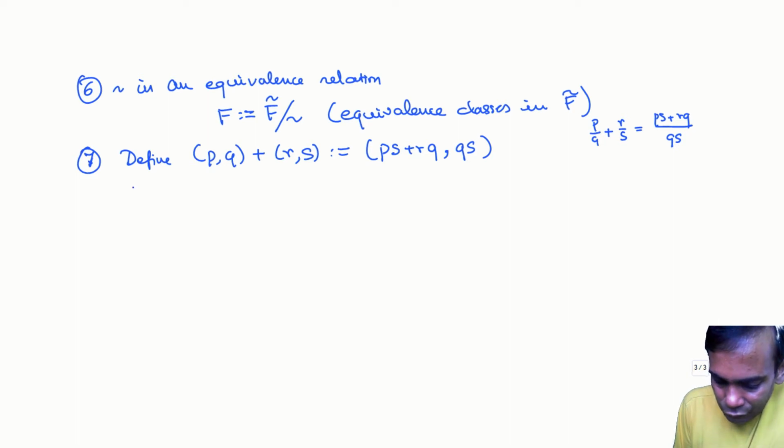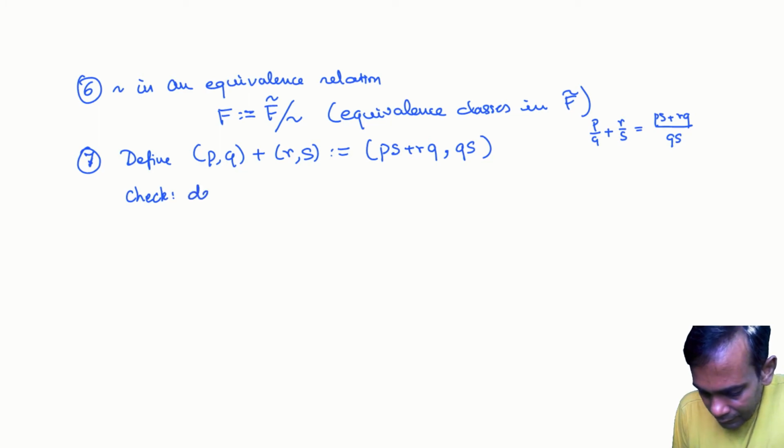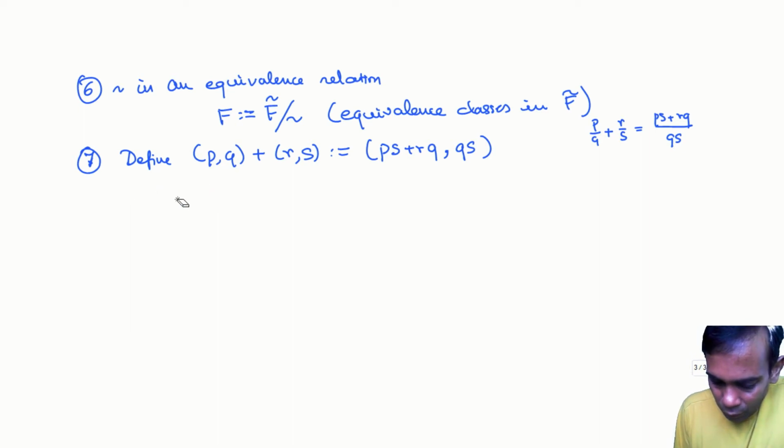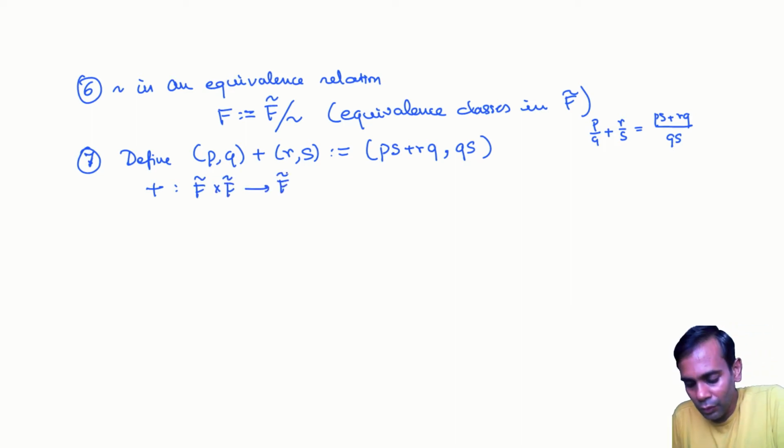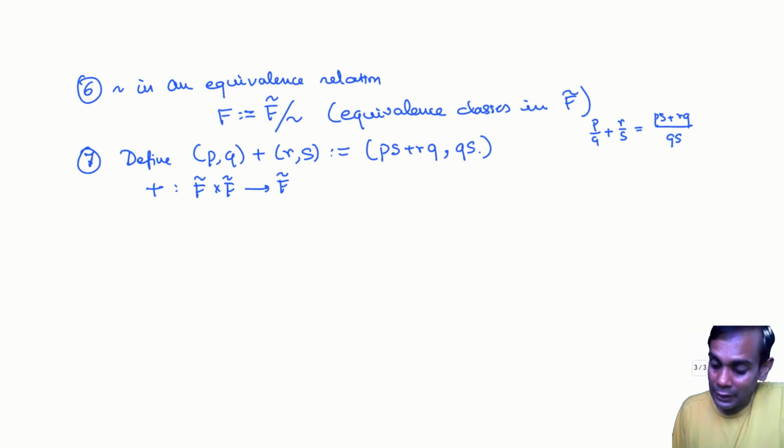Okay, and what you need to check is that this descends. So this is a priori defined on F tilde. It's a binary operation on F tilde cross F tilde, and it's giving you another element of F tilde. But what you can check is that if you replace (P, Q) by something equivalent to it, and you replace (R, S) by something equivalent to it, then this expression (PS plus RQ, QS) will also get replaced by something equivalent to it.